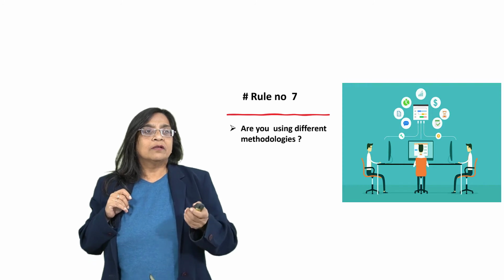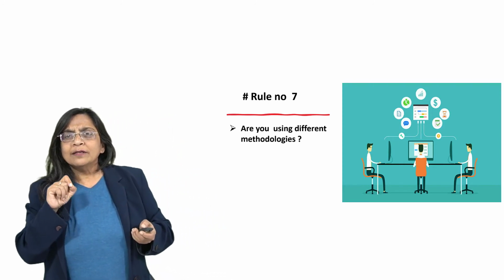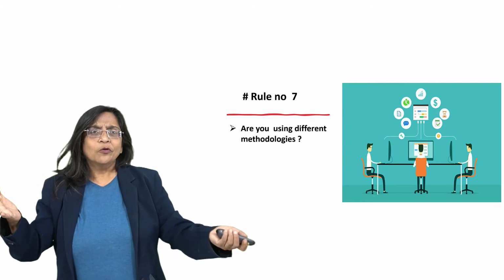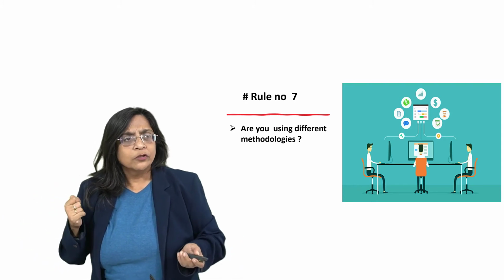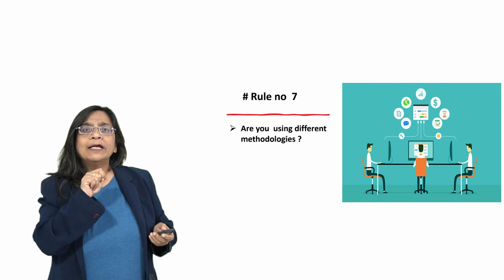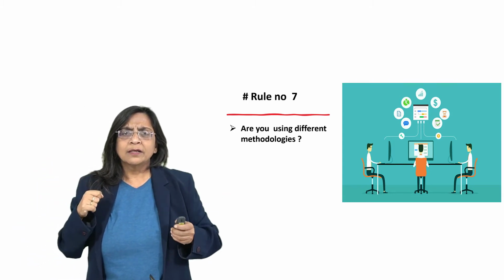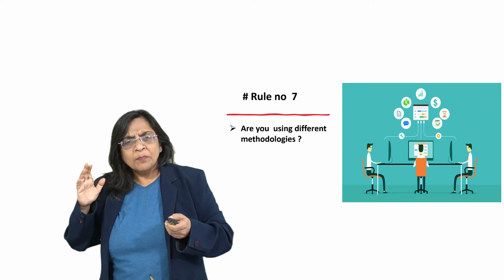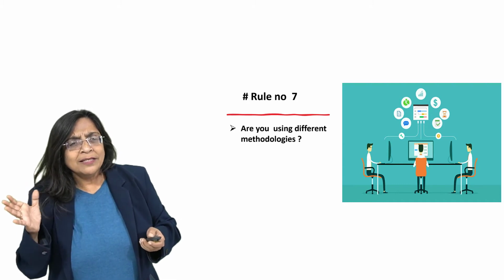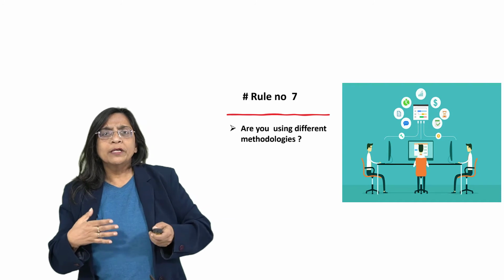Rule number 7, are you using different methodologies? Now, when you look at people in your class, or in the group, if you're making a presentation, you will find that each person has a completely different way of relating to the content. Some people are visual, some people are kinesthetic, some people are auditory, some people like to just think about the theories. Now, there's nothing wrong with them. You might also have a particular style of taking and absorbing information.